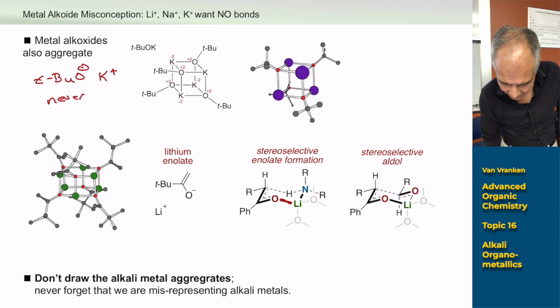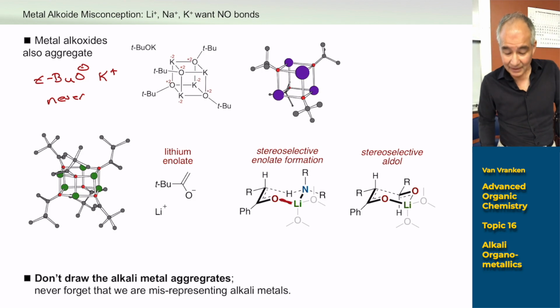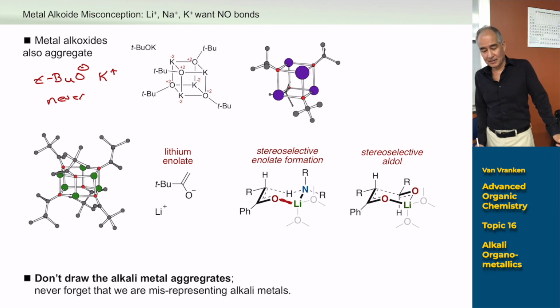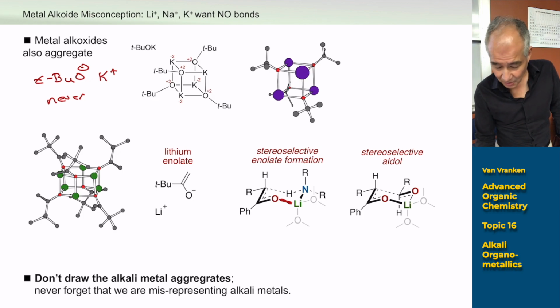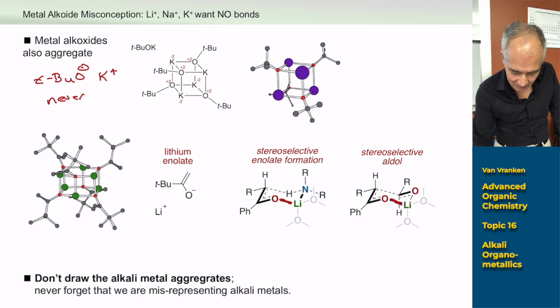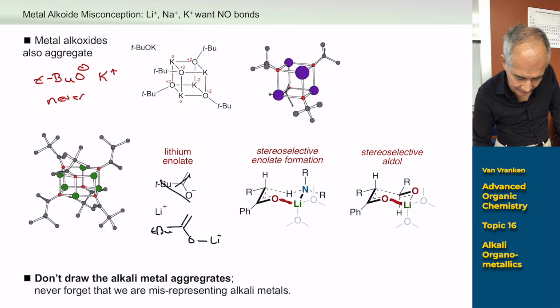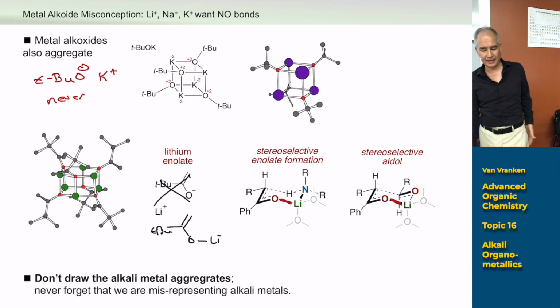When you deprotonate to make lithium enolate, you need that lithium oxygen bond in there. If you talk about stereoselective aldol reactions through the Zimmermann-Traxler transition state, you need this lithium oxygen bond there. So, if you draw an enolate out, go ahead and draw that lithium oxygen bond. That's the way to do it, not like the charge separated thing.